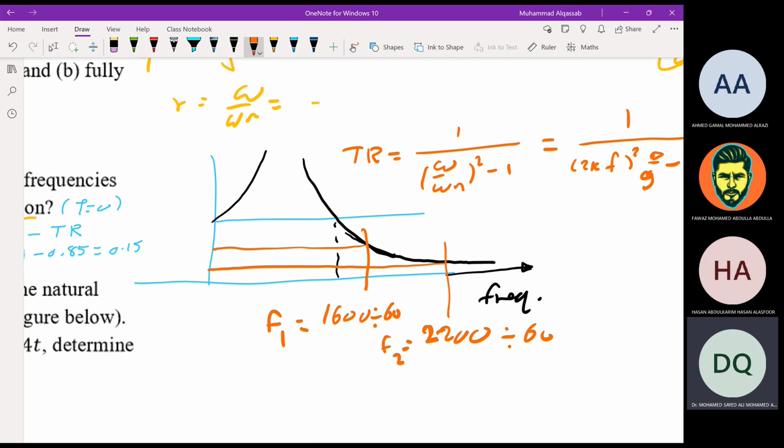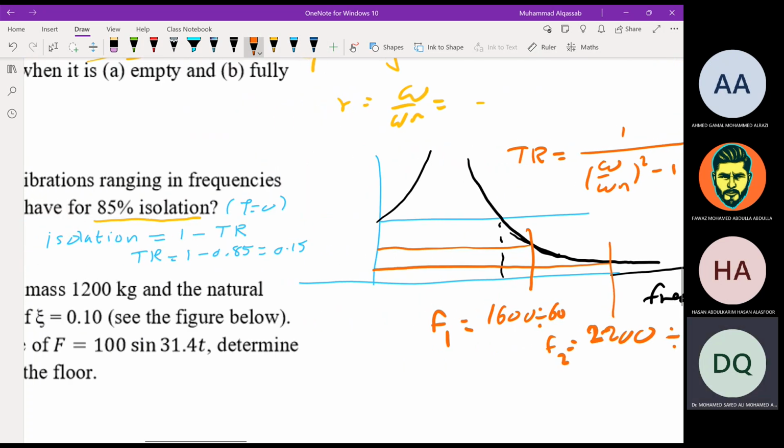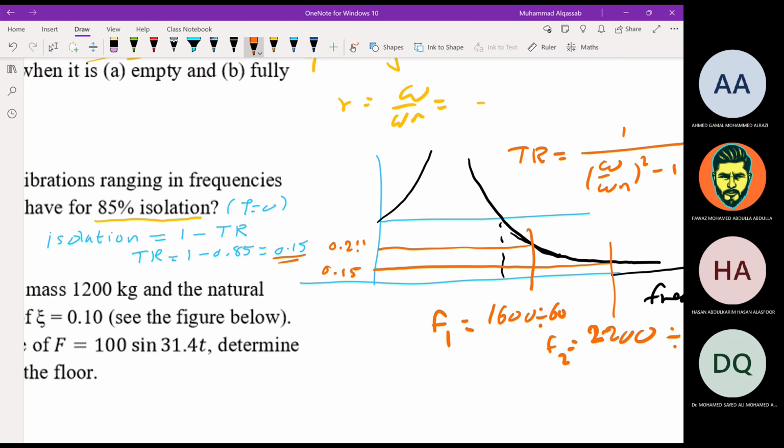So if you design the isolator, which means finding delta, and at the end you will find k if you want, if you design it at f2, it means the transmissibility at f1 will be higher than the required, which is 15%. So the 15%, if you make it here, it means this will be higher. Let's say maybe 0.2. But it is higher. It is going to be greater than 0.15.